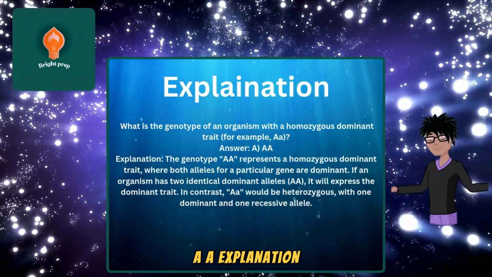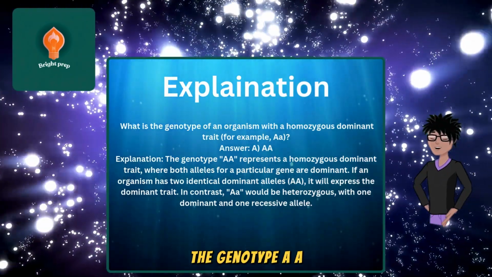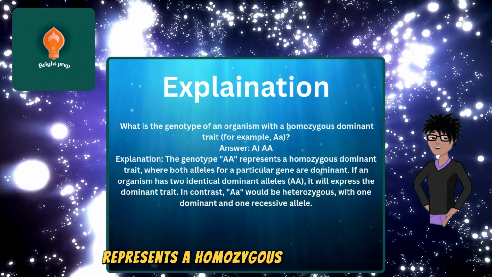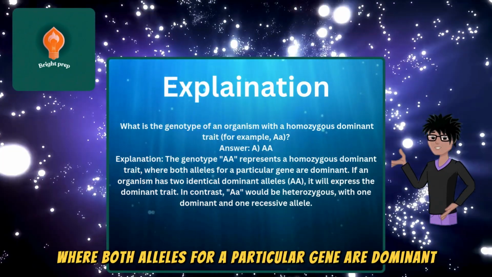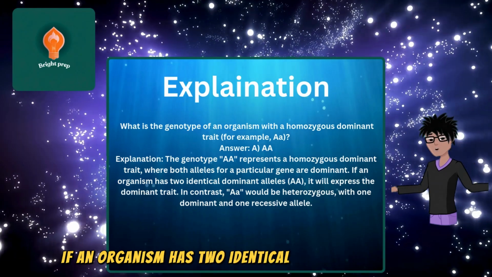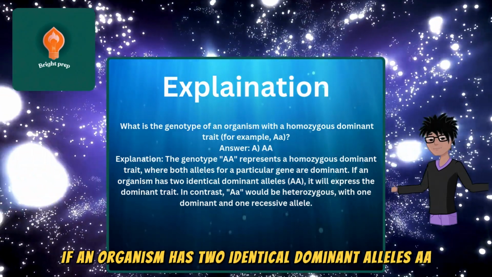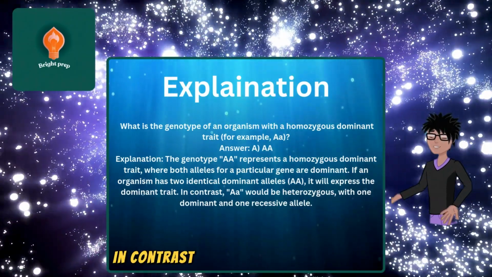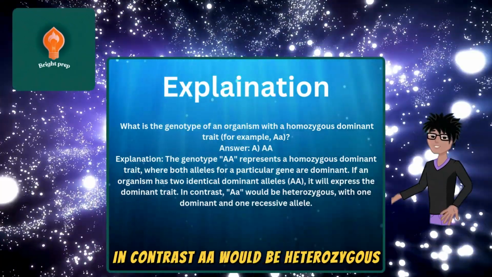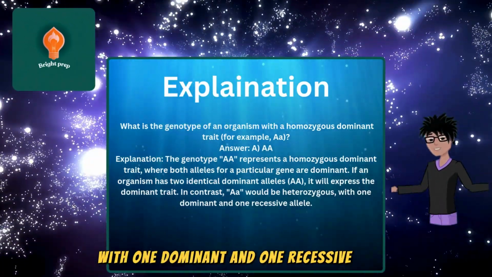AA. Explanation. The genotype AA represents a homozygous dominant trait, where both alleles for a particular gene are dominant. If an organism has two identical dominant alleles, AA, it will express the dominant trait. In contrast, Aa would be heterozygous, with one dominant and one recessive allele.